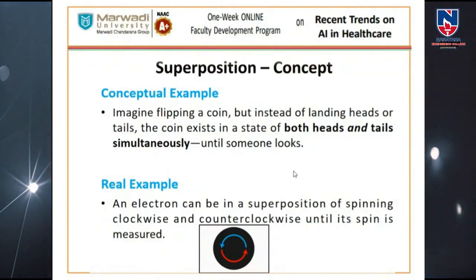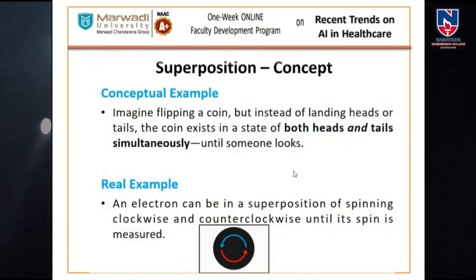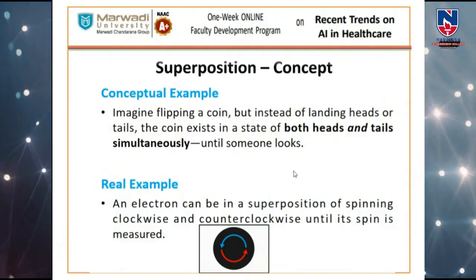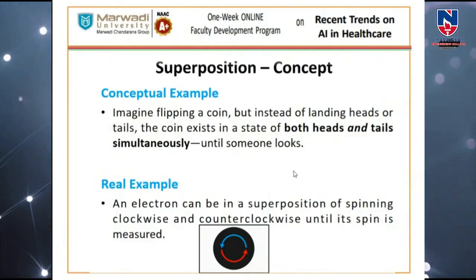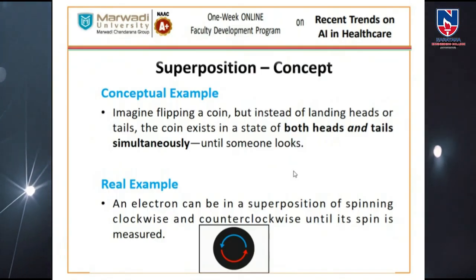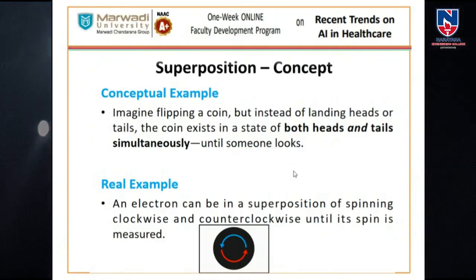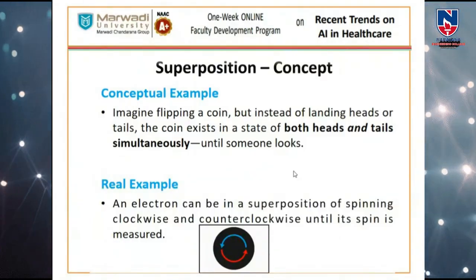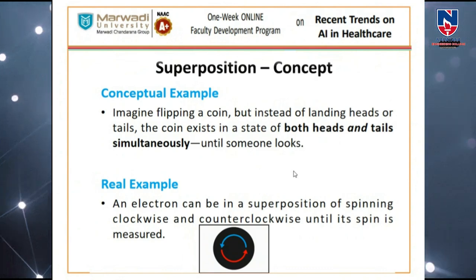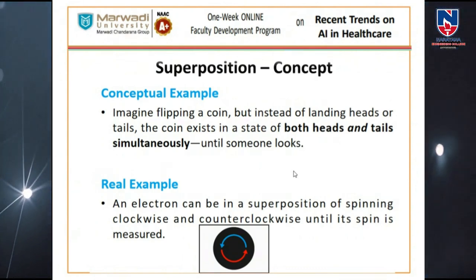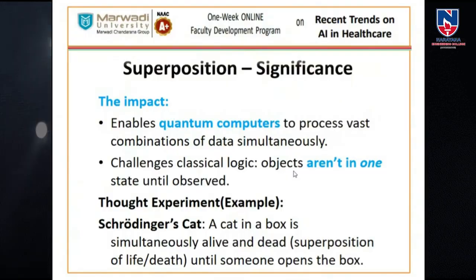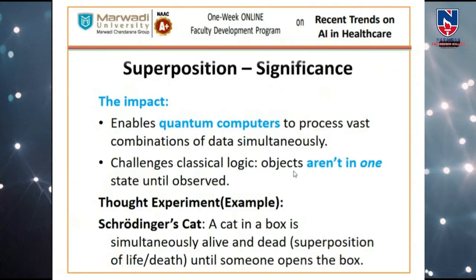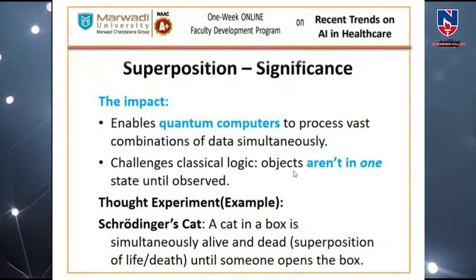It's a flip. Of course, the outcome will be head or tail, unless until someone looks. That means 1 and 0 will be simultaneously present. And let's go for another example, like clockwise and anti-clockwise until its spin is measured. Yeah, what is the impact on quantum computers? As I mentioned, this enables quantum computers to process a vast combination of data simultaneously.